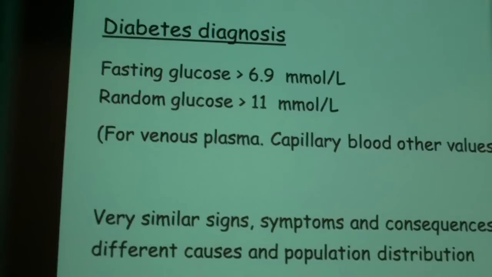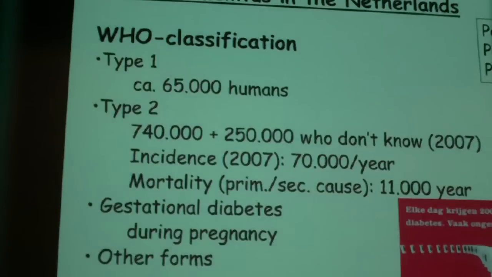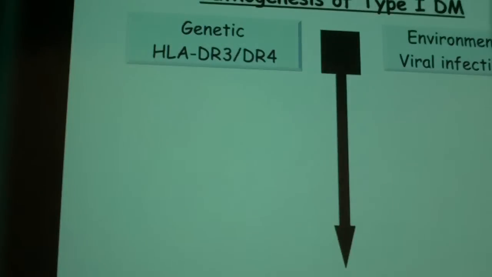And very similar signs, symptoms and consequences, but different causes and population distribution. And this is because there are many types of diabetes, type 1, type 2, gestational diabetes, and even other forms. All are characterized by polydipsia, polyuria, and polyphagia, and these are the numbers in the Netherlands. And we are mainly talking about type 2 diabetes, because type 1 is interesting, but not in the Maastricht study, and not if you think about screening.